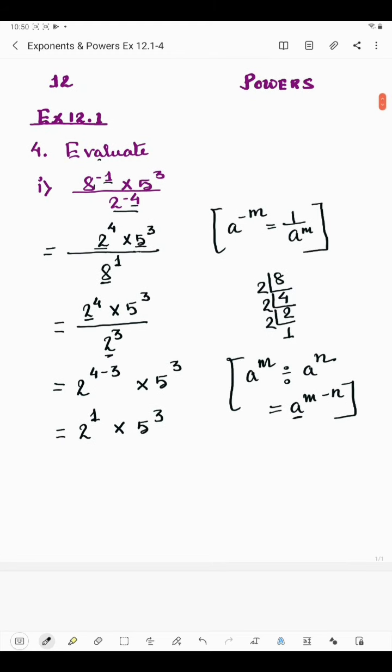Now we will expand it to find the value. 2 to the power 1, so we write 2 one time, and 5 raised to the power 3 means we write the base thrice, so 5 multiplied by 5 multiplied by 5. Now 5 5s are 25, and 25 multiplied by 10 is 250. So the value of this will be 250. So this was part 1. Now coming to part 2.